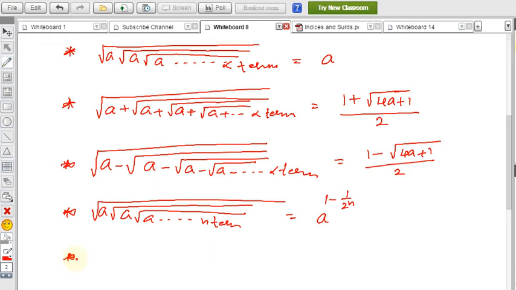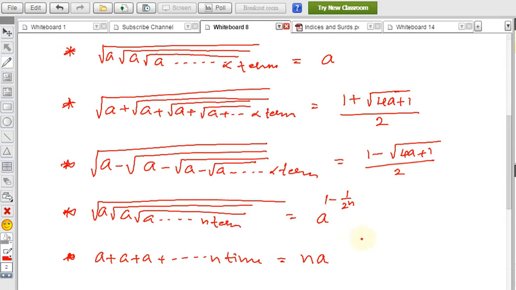Then last but not least, this is a plus a plus a plus and so on, n times. N times means n into a, because 2 plus 2 plus so on 10 times means 10 into 2, like that. These problems are explained in example sums.